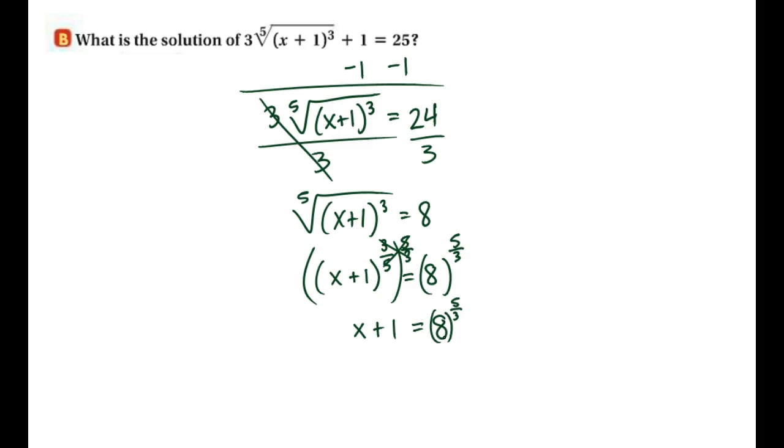So once we find out that 8 to the 5/3 is equal to 32, we can drop everything else and then subtract 1, and we find out that x is equal to 31.